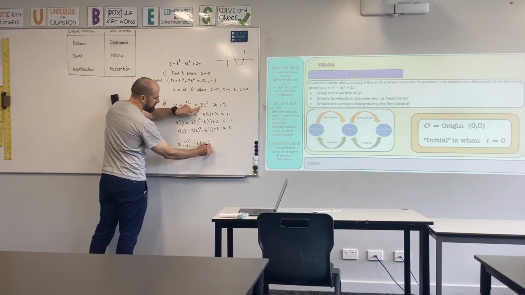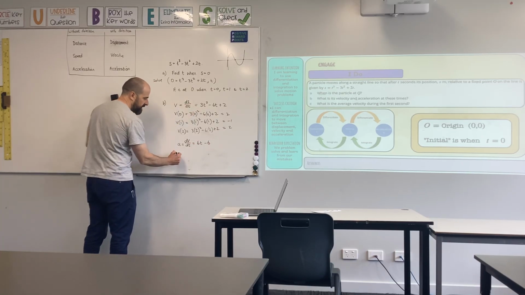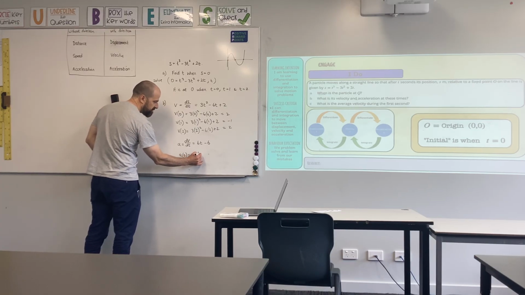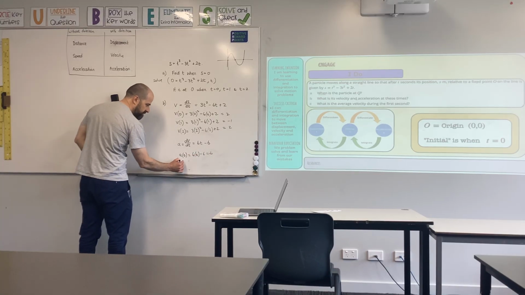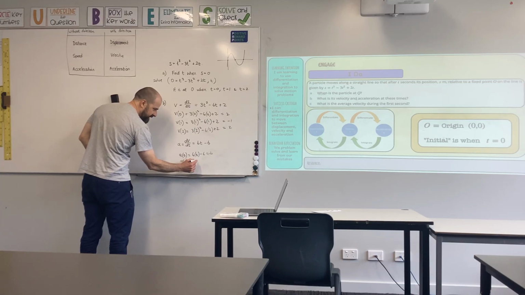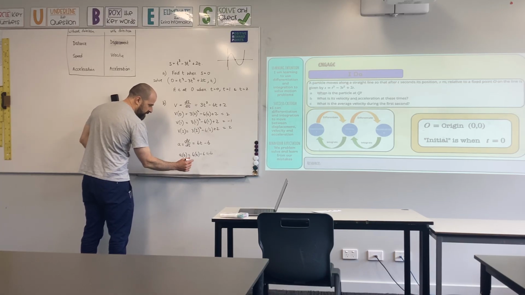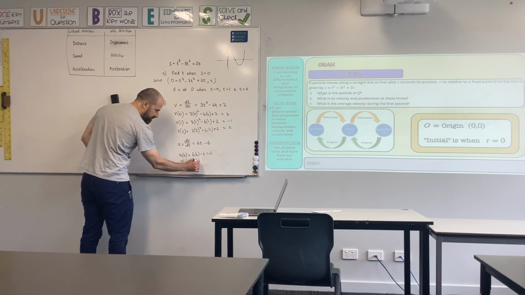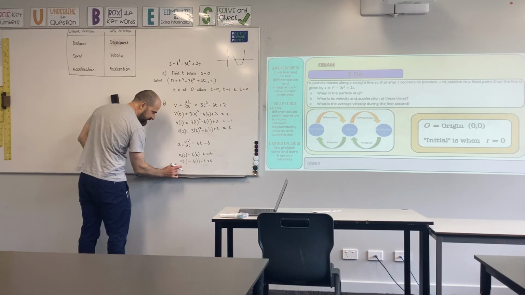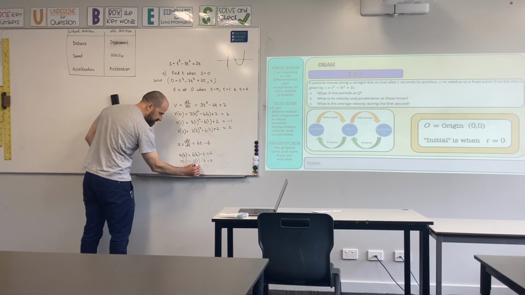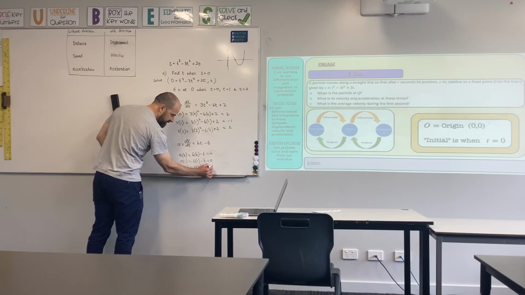6t minus 6. And then the acceleration at 0: 6 times 0 minus 6, which equals minus 6. My acceleration at 1 is 6 times 1 minus 6 equals 0. And the acceleration at 2, 6 times 2 minus 6 equals 6.